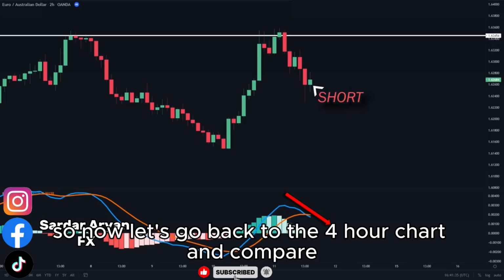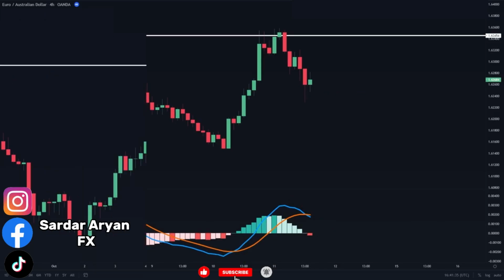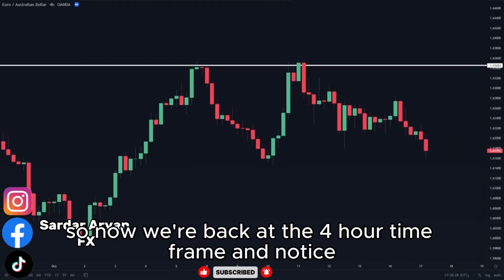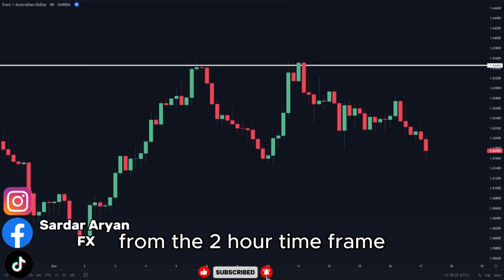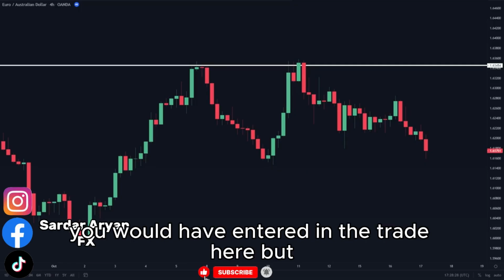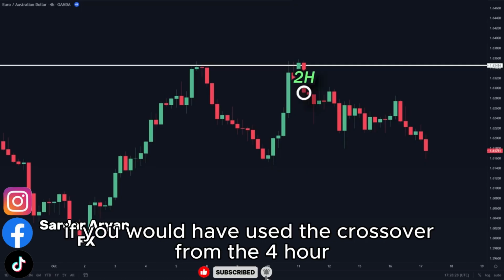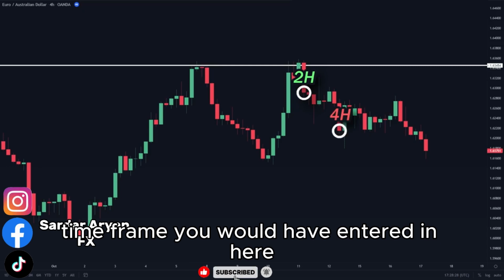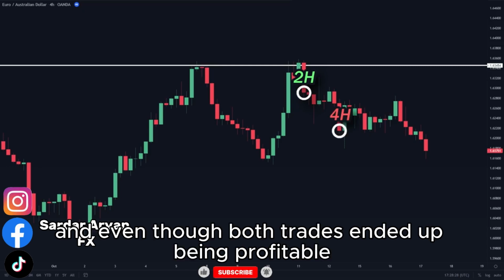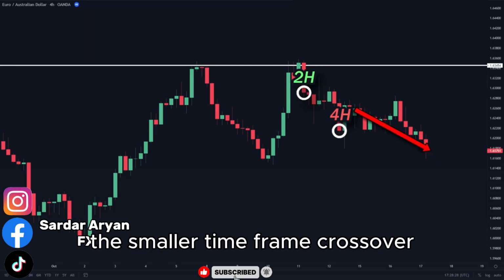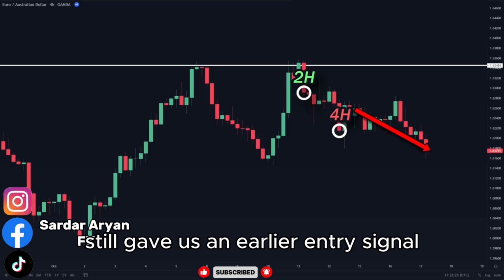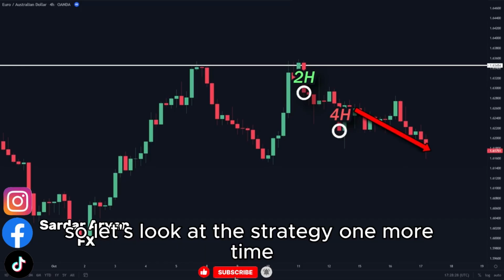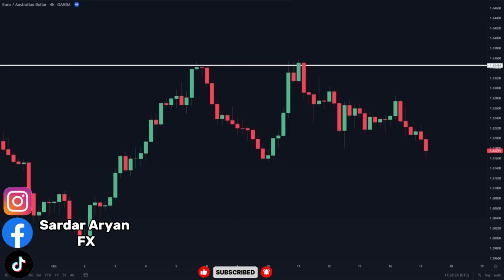So now, let's go back to the 4-hour chart and compare the 2 entry signals. So now we're back at the 4-hour time frame, and notice, if you would have used the crossover from the 2-hour time frame, you would have entered in the trade here. But if you would have used the crossover from the 4-hour time frame, you would have entered in here. And even though both trades ended up being profitable, the smaller time frame crossover still gave us an earlier entry signal. So let's look at the strategy one more time.